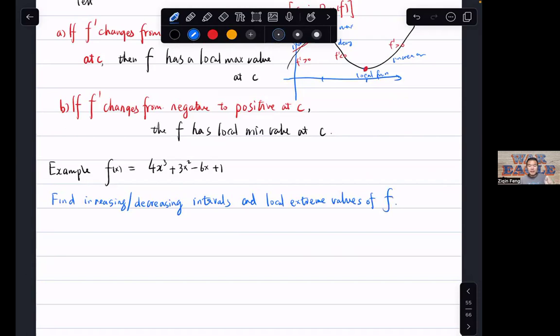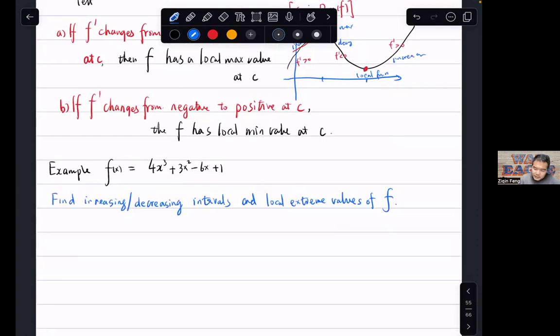How do we do that? We want to decide first what's the critical number, because that's where the derivative equals 0. Then critical numbers divide your domain into a few subintervals, right? And then you want to decide on each interval whether the derivative is positive or negative. You get increasing, decreasing intervals, and at the same time you can decide at the critical number whether the function reaches a local maximum value or local minimum value or neither, right?